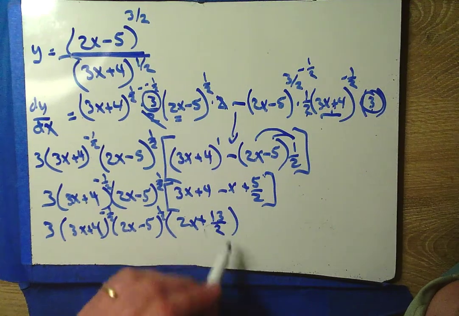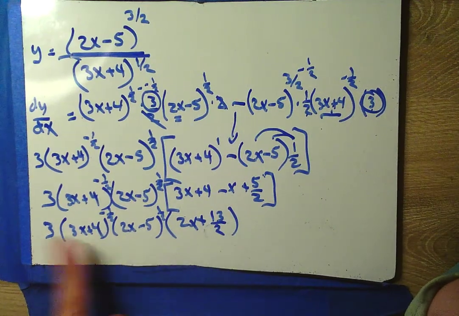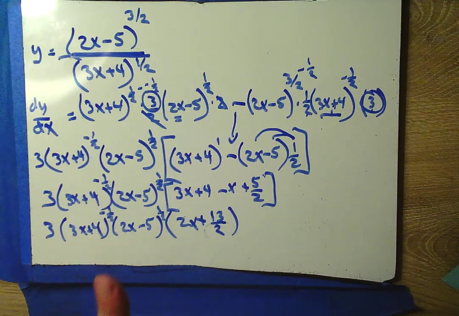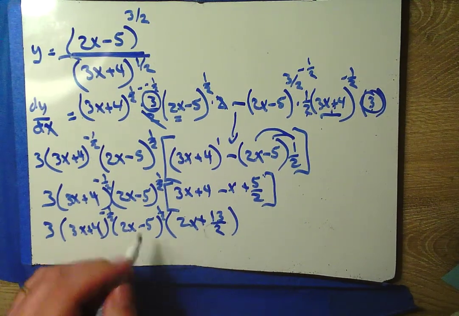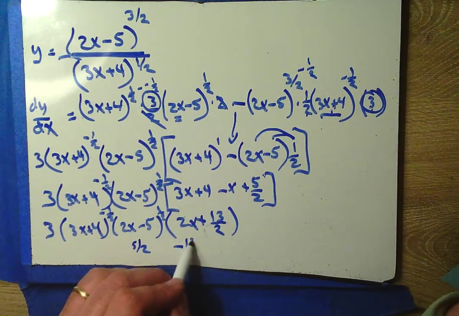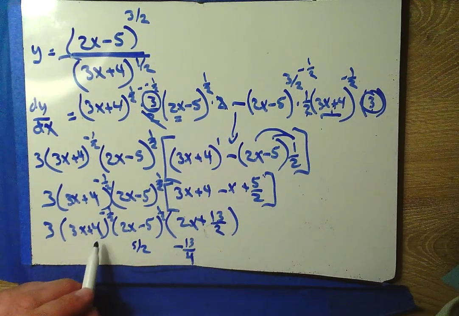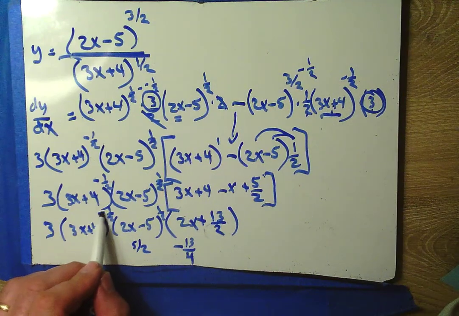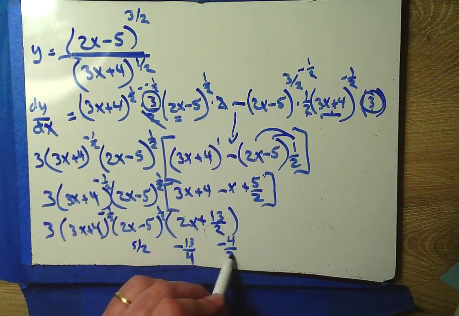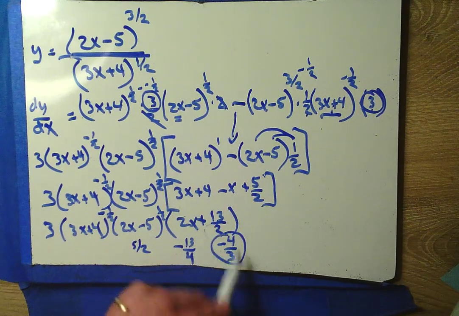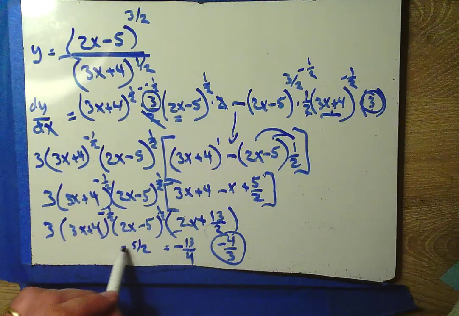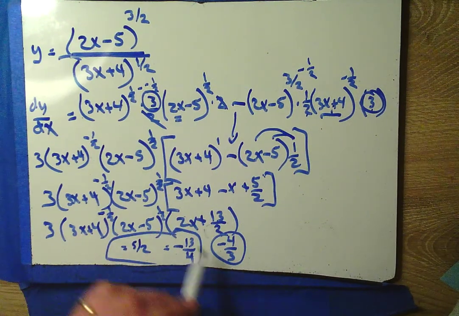I think I would leave it here myself because I'm just going to set factors equal to 0 to find some critical numbers. This is when the derivative is equal to 0, 5/2, and -13/4, and the derivative is undefined when the denominator, that's the negative exponent, is equal to 0, and so negative 4/3. Here's when the derivative is undefined. Here's when the derivative is equal to 0.